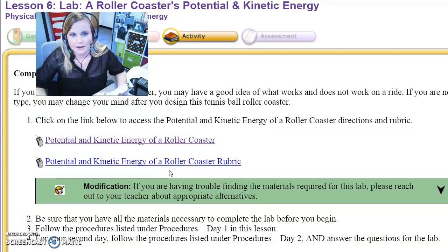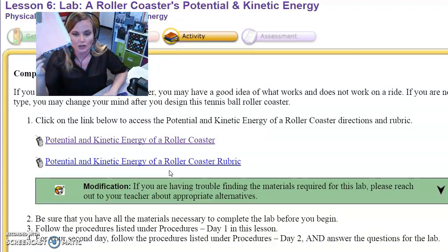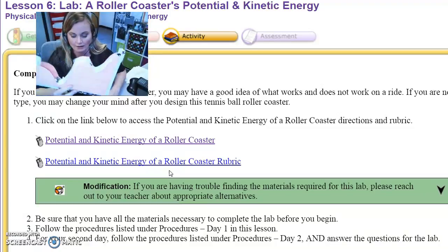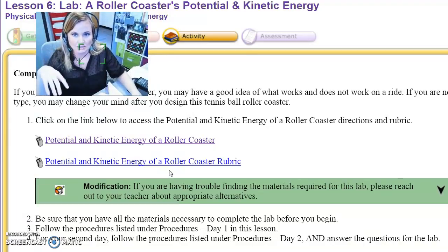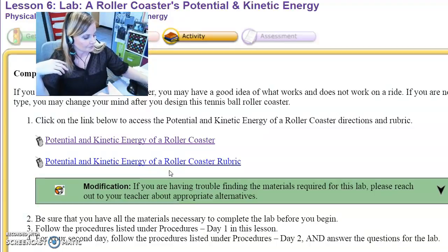Last portfolio, we gave you some instructions on how to build your model roller coaster. And now you just need to do some calculations. So you're going to be calculating potential and kinetic energy at different points throughout the track. Now remember that the track that I made is different from the one in the instructions in that it's just quite a bit smaller. So when you are doing these calculations, you're going to have to take that into consideration, okay?